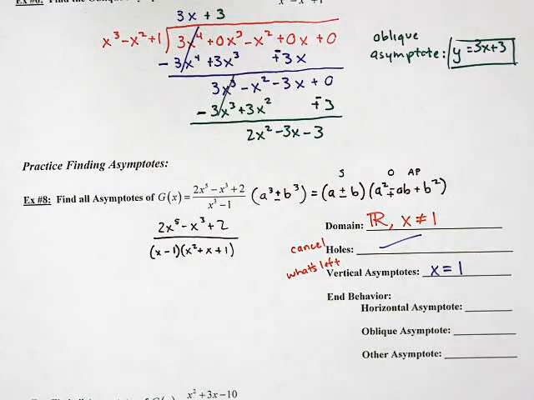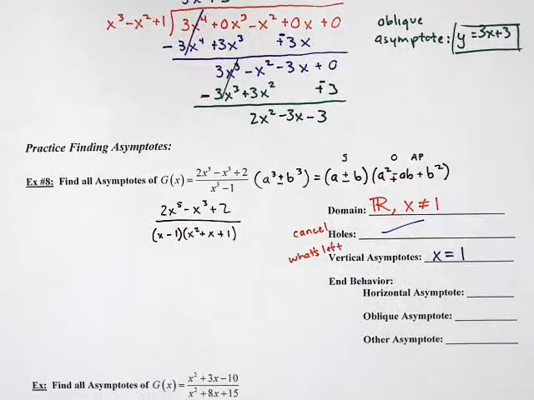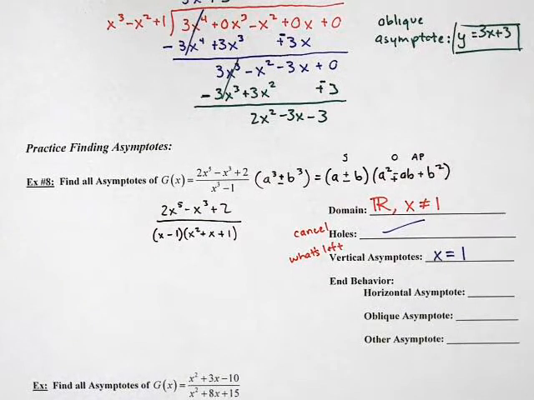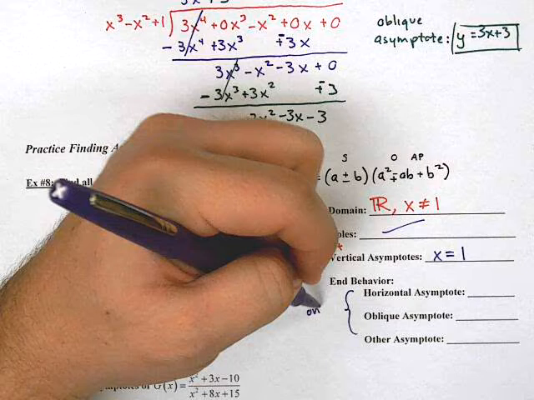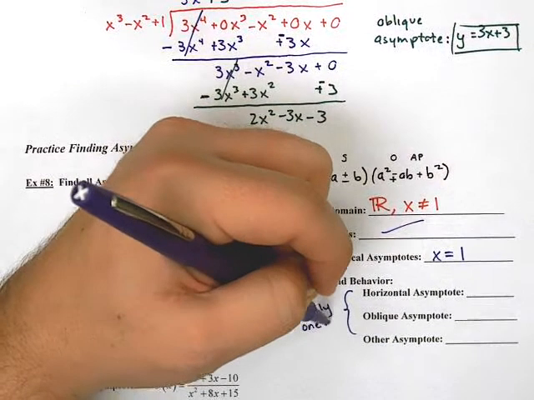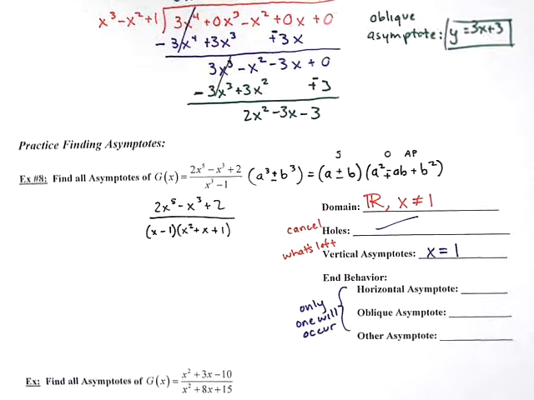All right, now, end behavior. Before we move on, I need you to understand end behavior. The ends can only act one way. You can't say they act like a horizontal line, but then also like a slant asymptote or a slanted line. So what you need to understand is only one of these will occur.